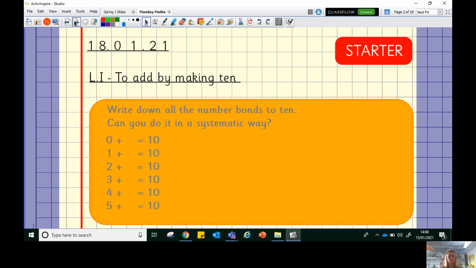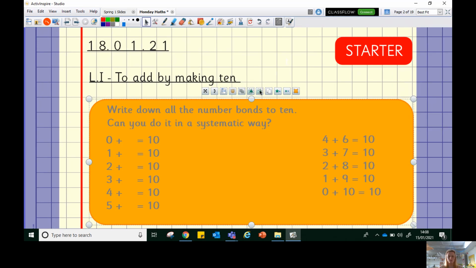Okay, now what I want you to do, once you've listened to this song, is try and write down all the number bonds to 10 that you can, and see if you can write them in a systematic way. By systematic, I mean in a systematic order. Okay, so I started you off. Press pause, have a go.